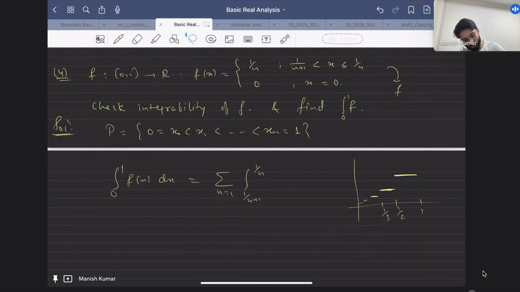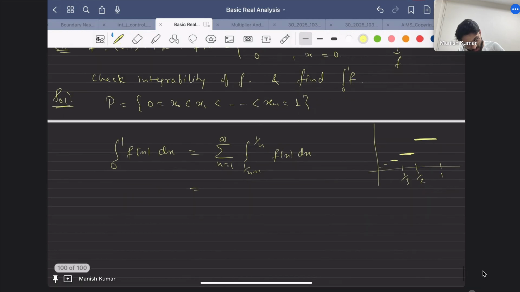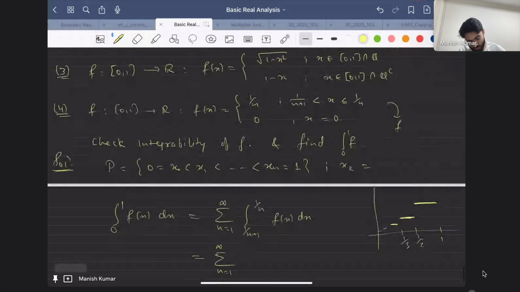So the integration also you can break into this kind of thing, right? The integral of f(x) dx, and now this is n from 1 to infinity, directly using it. Now here you know that the function is just constant, so it's integrable in each of these subintervals.